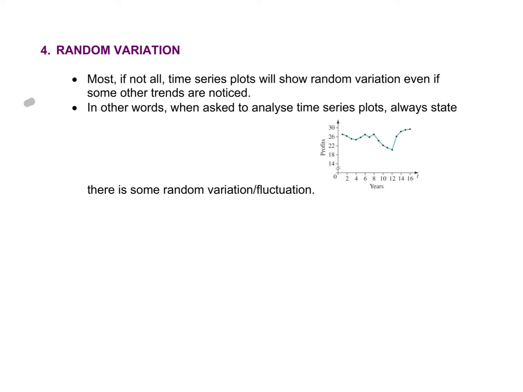Then you can have random variation, and nearly every time series would have this, because life does not produce perfect patterns, very rarely. So most time series plots will show random variation. You can always be safe saying it's got random variation, yeah? So this one really shows no upward or downward trend overall, so you just say random. You may say it had a dip in year 12 or whatever, but you don't really get stuff like that.